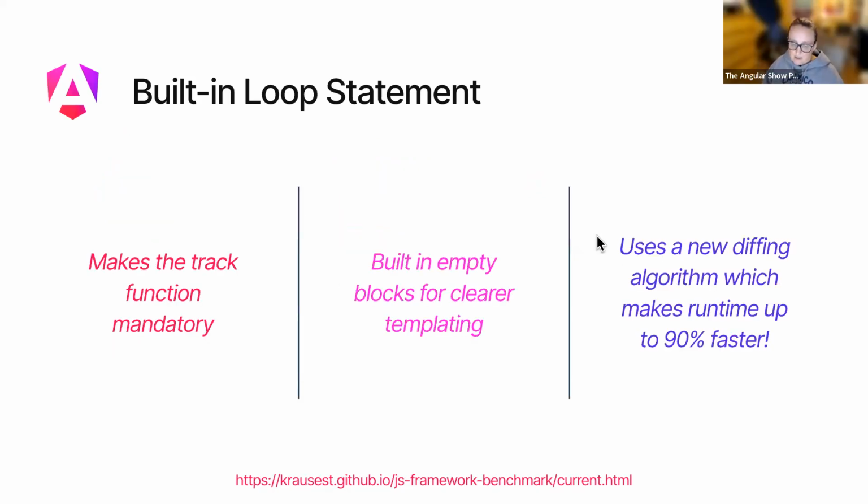So the track function becomes mandatory. Before, when we used ngFor, you could use trackBy, but it was always a little confusing to implement and people would forget to do that. So the track function makes the Angular diffing algorithm for change detection run a lot more efficiently. And so now that that's mandatory, it improves the speed for rendering on the page. We also get that built-in empty block, so it's a little more clear what you can expect when you don't have any data. And under the hood, it's using a new diffing algorithm, which makes the runtime up to 90% faster. So that's a pretty cool improvement in speed. And those benchmarks are here on this link.